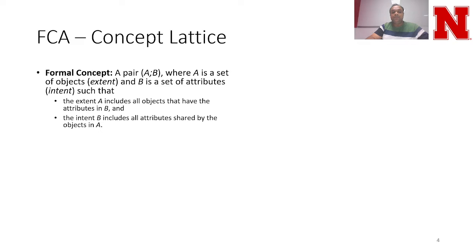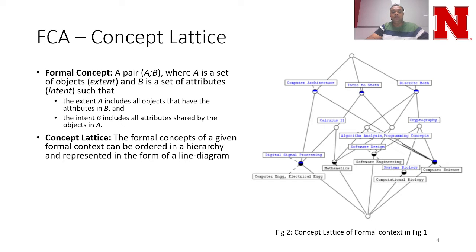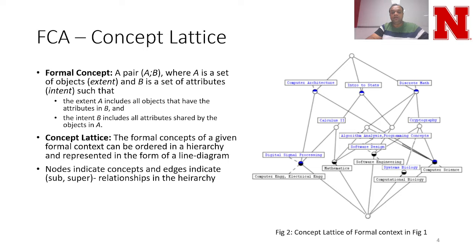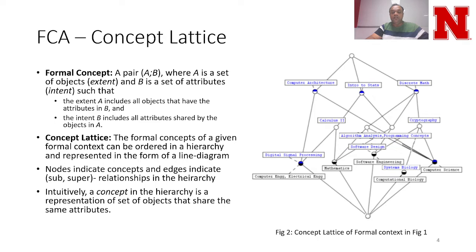When we find all these pairs and organize them using a partial order, we can organize them in a line diagram, as we can see on the right side in figure 2, and draw lines between each of the nodes using a hierarchy. We call it a formal concept lattice, and this is a very interesting diagram from which we can interpret a lot of important information. These nodes are arranged in sub-super relationships in the hierarchy, and each of these nodes, as you can see, is called a concept.